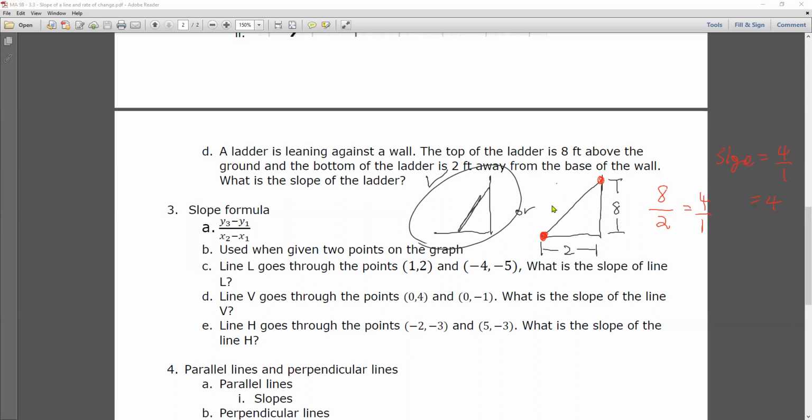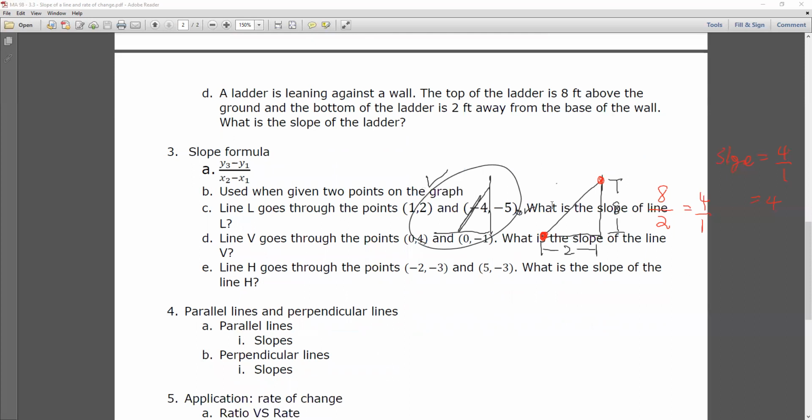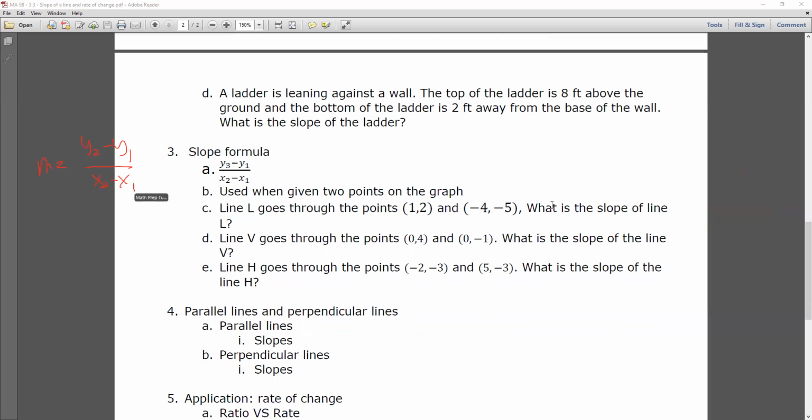So again, if you have a picture, sometimes it might be easier to just do rise over run. Okay, let's go ahead and move on to the formula. A lot of times, if you don't have a picture, they might give you a couple points, and that's when the slope formula is being used. The formula is y2 minus y1 over x2 minus x1. Notice I had a typo. It should be a y2, not a y3. Now, you get the value of x1, y1, x2, y2 from 2 points. So usually they'll give you 2 points.